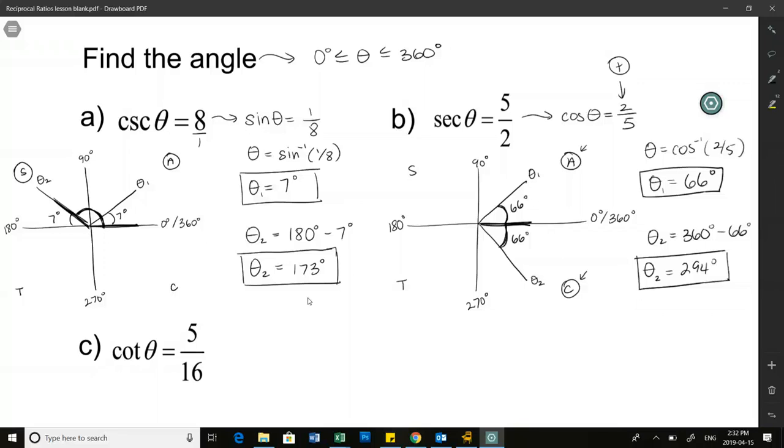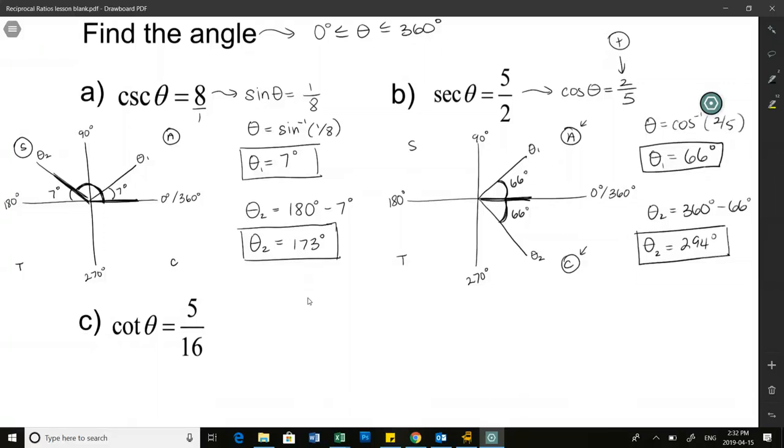So this is basically what we did on Friday, except we just have to do that first extra step of flipping to the primary ratio. I want you guys to try out part C. I'm going to give you a little head start with that one, and then I'll start putting up my solution in a couple of seconds. So see what you can do with that one.